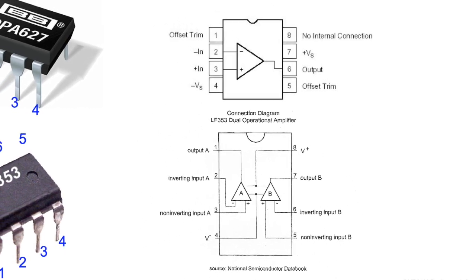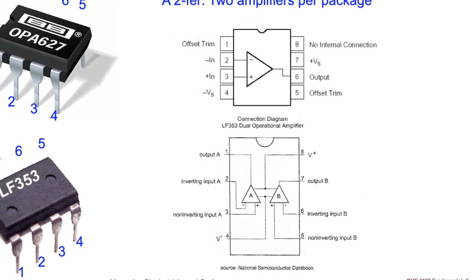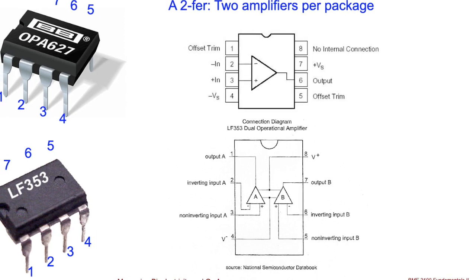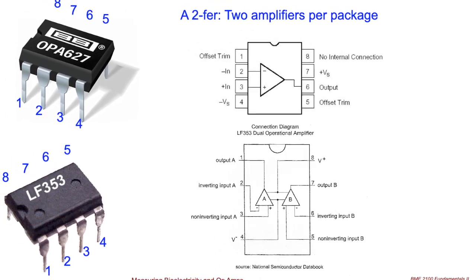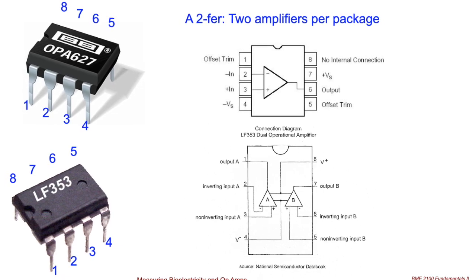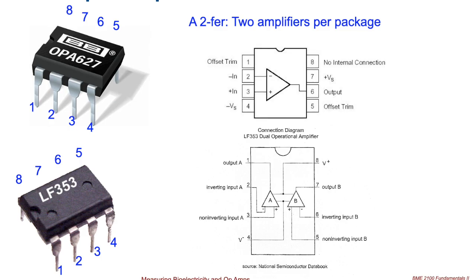And on the right-hand side, you see the packaging diagram for these two different brands and models of op-amp, one of which contains a single op-amp, the other which contains two op-amps in the same package. So, it's nice. It's a little more efficient, a little less size. Can be helpful when you're trying to make small devices.